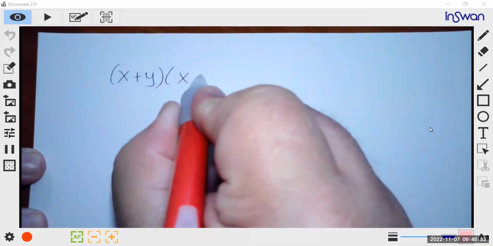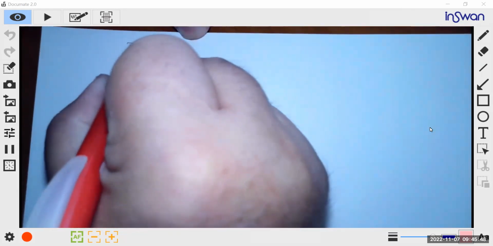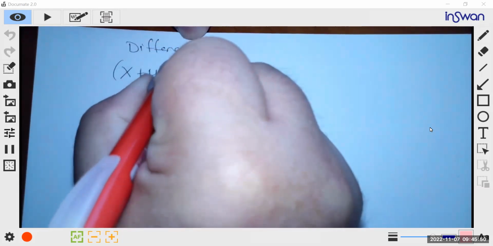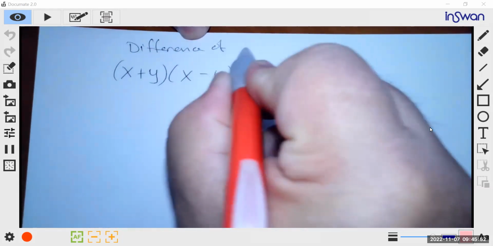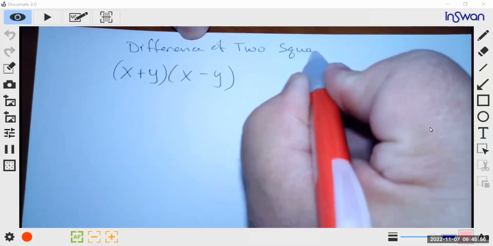What if we just do it the other way now? We have the same numbers, but different signs in the middle. This is another one of the specials. This is called the difference of two squares.